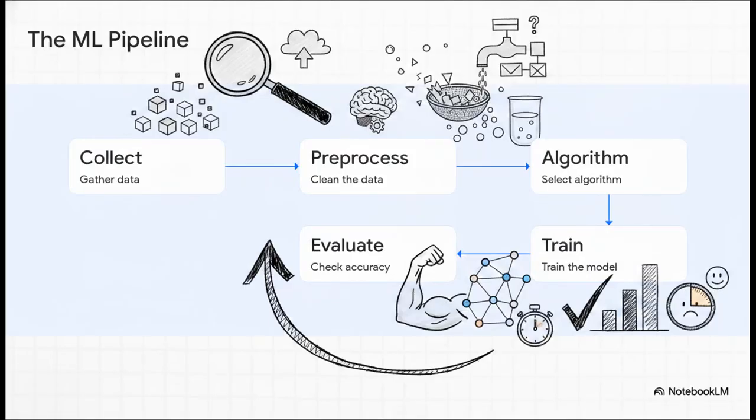So, this is the actual step-by-step process of creating a functional AI model in the real world. You need to memorize this exact sequence for the test. First, data collection. Second, pre-processing, cleaning that data up. Third, algorithm selection. Fourth, training the model. And finally, evaluation. And here is the absolute kicker. If your evaluation shows the accuracy is too low, you have to loop all the way back to the start. It's a continuous, iterative process.